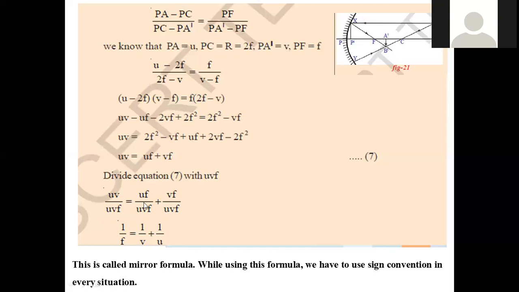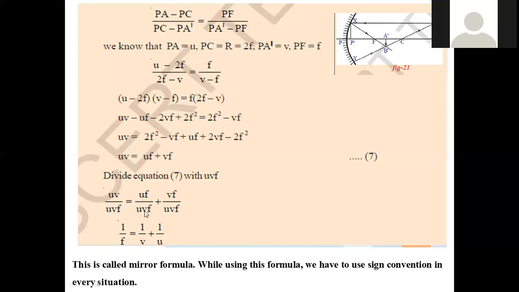UF by UVF: U gets cancelled, F gets cancelled. What is the leftover term here? Only 1 by V remains. Here V gets cancelled, F gets cancelled, and 1 by U is left. The finalized equation is 1 by F is equal to 1 by V plus 1 by U. U is the object distance, V is the image distance, and F is the distance PF, from the principal axis point to the focal point. So 1 by F is equal to 1 by V plus 1 by U. This is the finalized derivation for the convex mirror ray diagram.